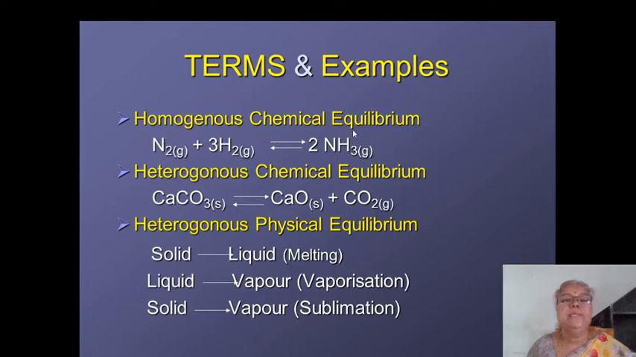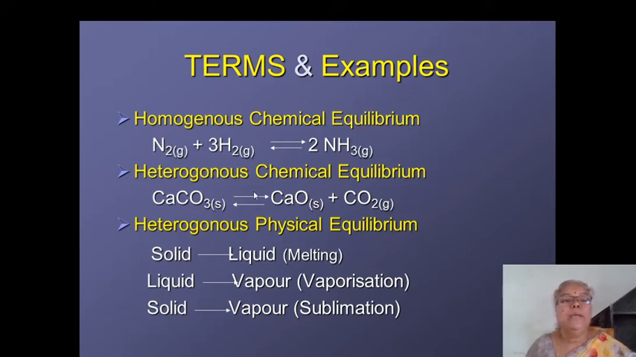That means in this equation the reactants are in a gaseous state as well as the product is in a gaseous state. So in such a system there exists a single phase, and it is called a homogeneous chemical equilibrium or simply a homogeneous system. Remember, a homogeneous system means any system containing a single phase.